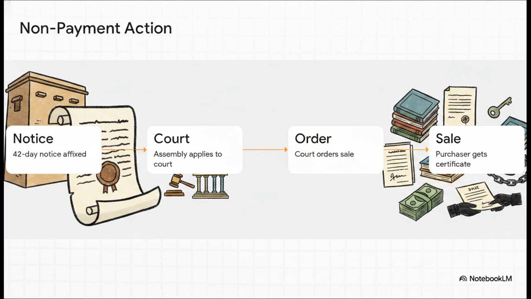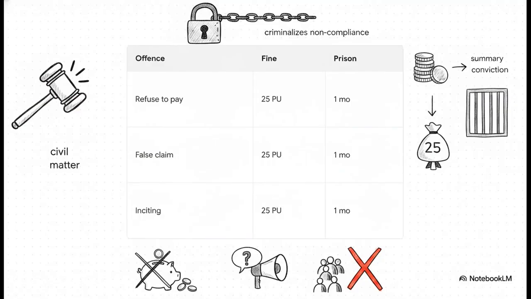A judge will hold a hearing, and if they're satisfied that the rate is still unpaid, the court literally orders the sale of your property. If the sale goes through, the purchaser is granted a certificate of sale. Yep, your property can literally be sold right out from under you just to settle local taxes. And get this, it's not just a civil matter.